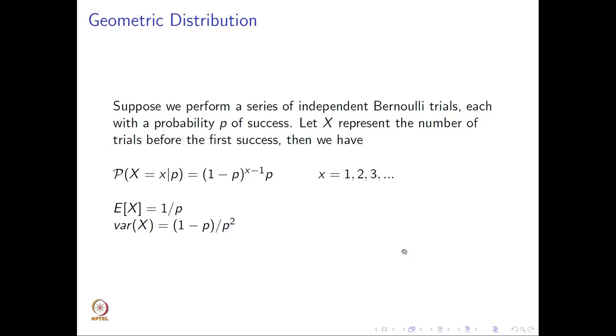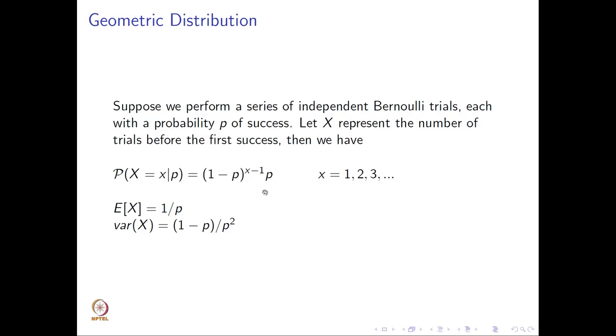Suppose we perform a series of independent Bernoulli trials, each with a probability p of success. Let x represent the number of trials before the first success. Then we have the probability that the random variable x will take a value small x, given the parameter p, equals (1 minus p) raised to the power x minus 1, into p.